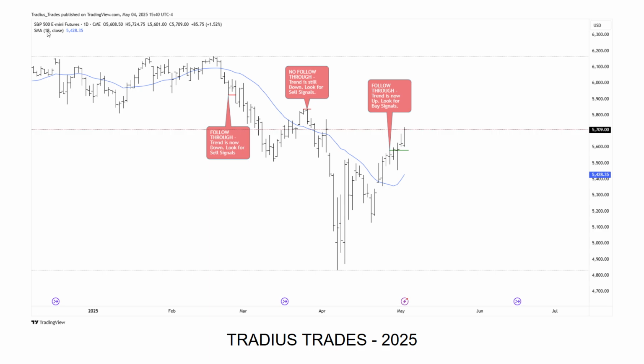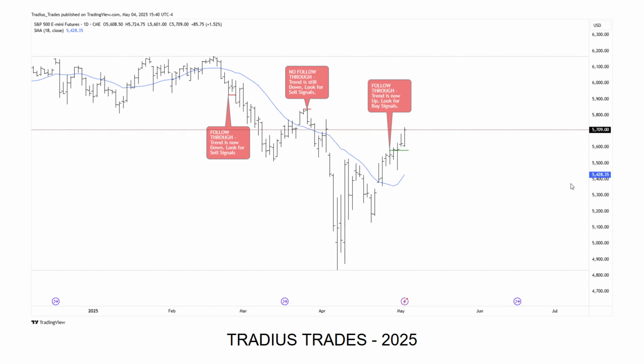Here's the S&P 500 E-minis. So here's the 18 period moving average, 2 full range bars below the 18 MA, none of which are inside bars. Follow through, our trend is now bearish. We come down, we get 2 full range bars above, none of which are inside bars, but no follow through. Trend is still bearish. We want to work the sell side of this market. Now recently, this is recent price action here, we have had a bullish trend change on the S&Ps and on the indices in general.